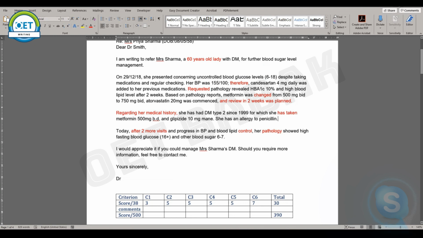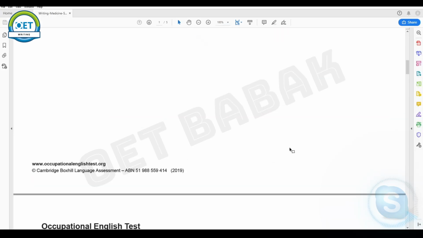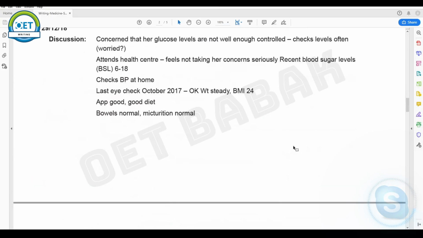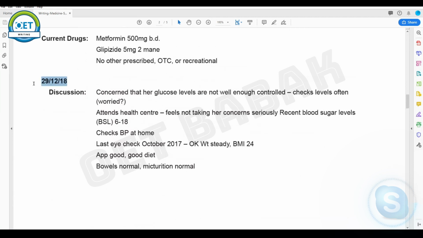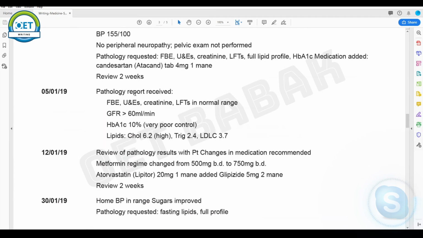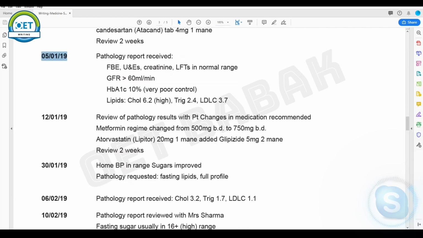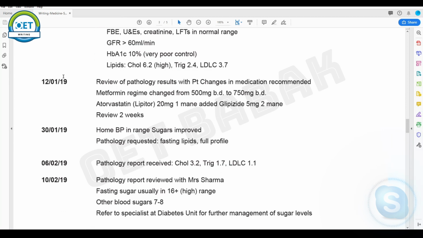That's what we do normally. If you look at this, Mrs. Sharma, here is a visit. This is another. It's not a visit. It's an entry on the computer system, okay? And it says pathology report received. It's not a visit. And yes, this is a visit. Review of pathology with patient, okay? So that is a visit.